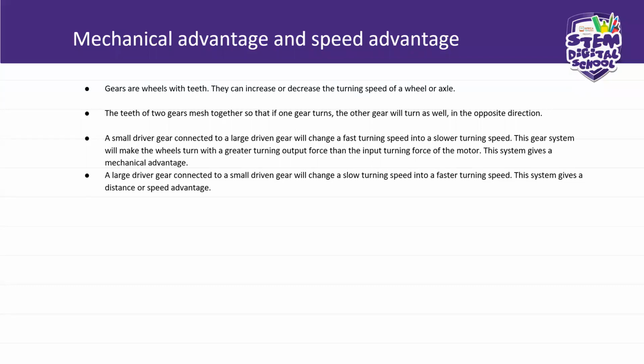A large driver gear connected to a small driven gear will change a slow turning speed into a faster turning speed. Why? Because when the bigger gear is turning, meshed with a smaller gear, it speeds up the rotations, the revolutions of the smaller gear, so you get a faster speed. This system gives a distance or speed advantage. Okay.